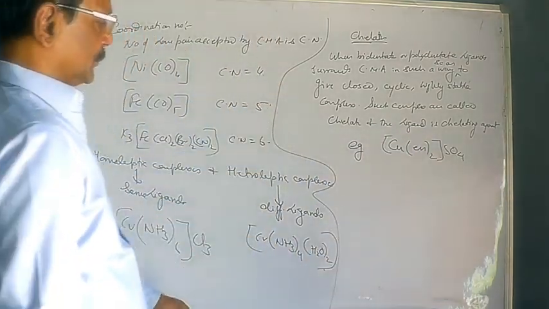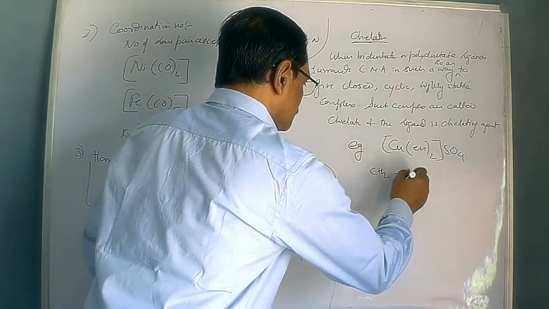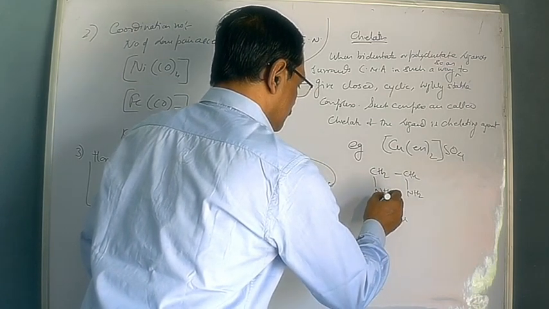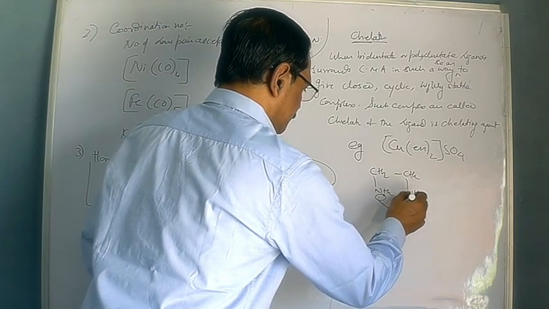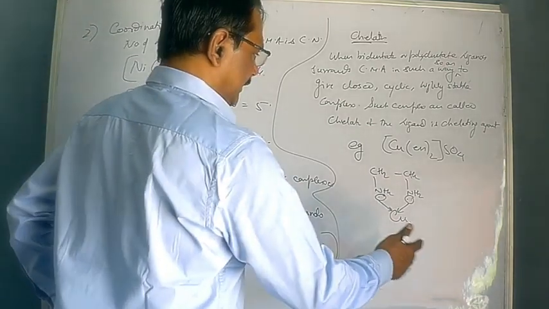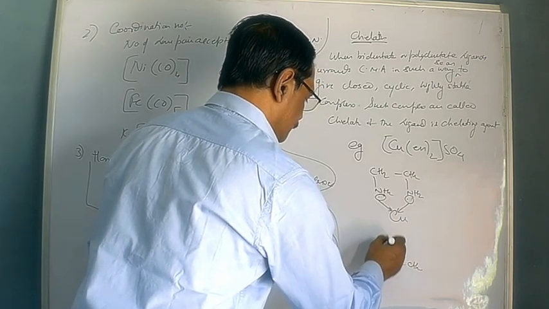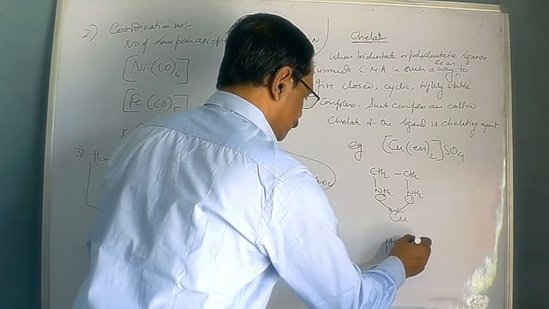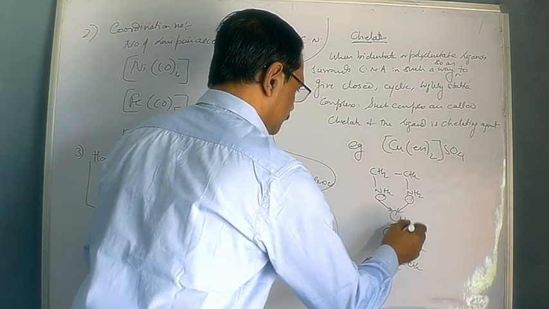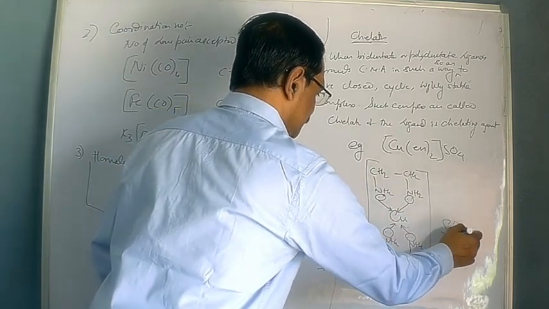Student, I am going to draw the structure. You see yourself. Ethylene diamine, one lone pair donated, second lone pair donated, because you know the ethylene diamine is bidentate ligand. So 2 molecules are there. This one is another one, giving lone pair to copper. This becomes its structure.